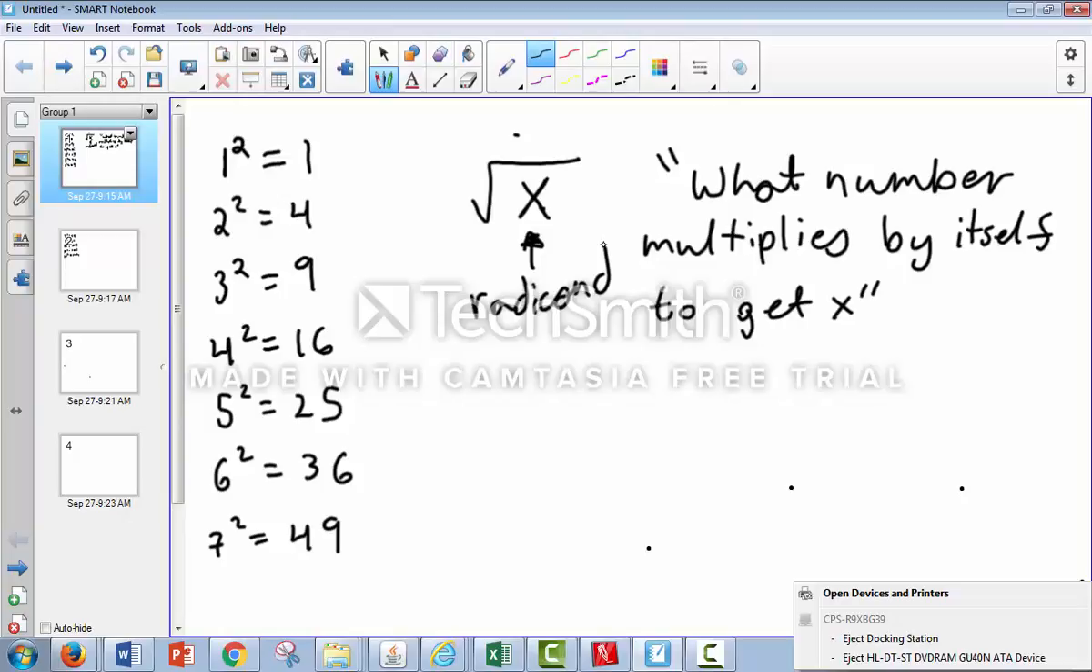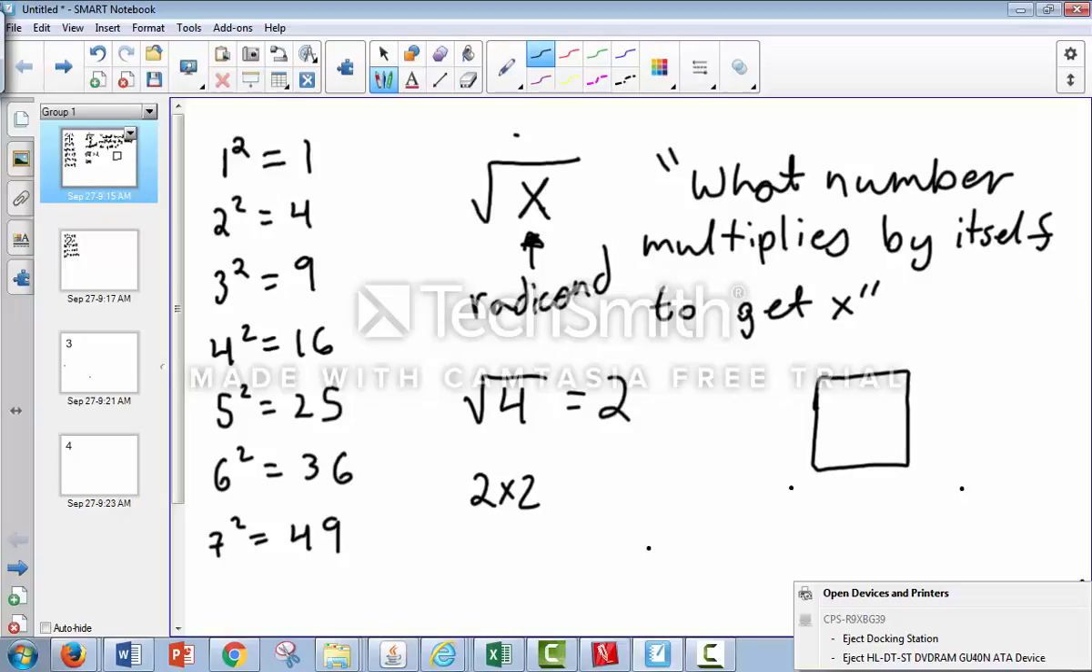So let's let 4 be my radicand. What number multiplies by itself to get 4? And the number is 2, because 2 times 2 is 4. And 4 is what we call a perfect square.